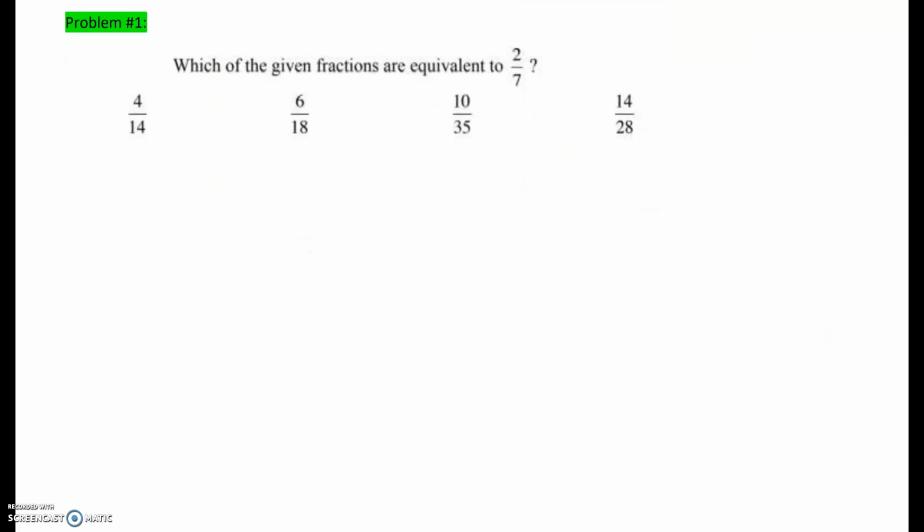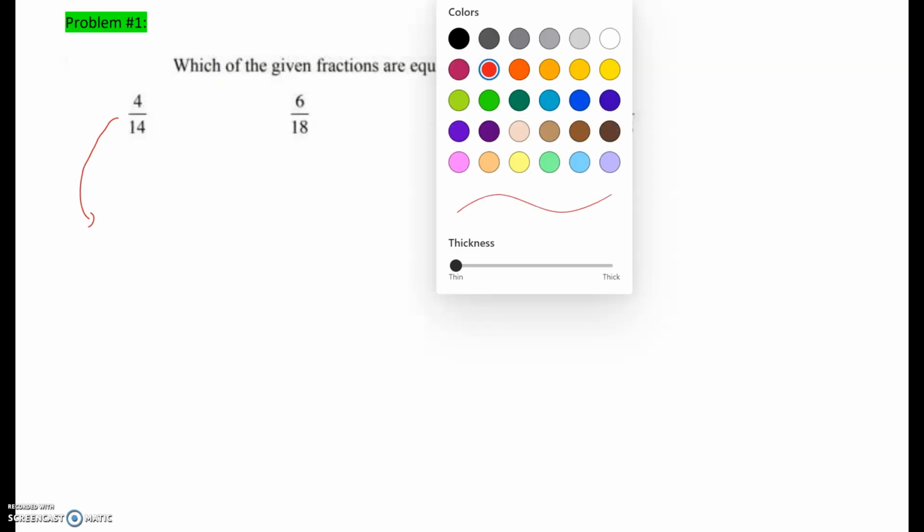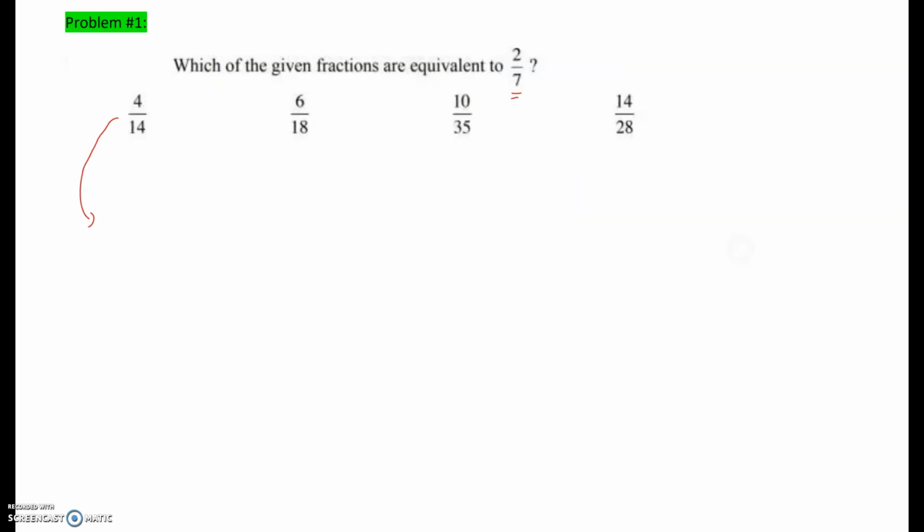For example, problem 1 is saying which of these 4 fractions is equivalent to 2/7. Now, for equivalent fractions, the best way to check which one's equivalent to 2/7 is to simplify them. And then once you simplify them, if they reduce to 2/7, they represent the same fraction.